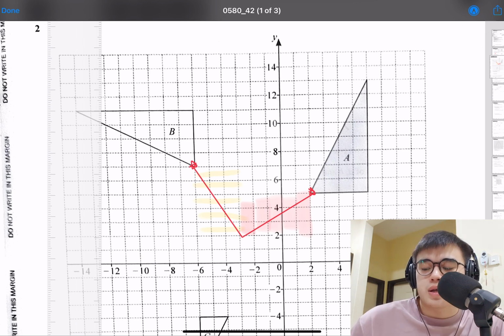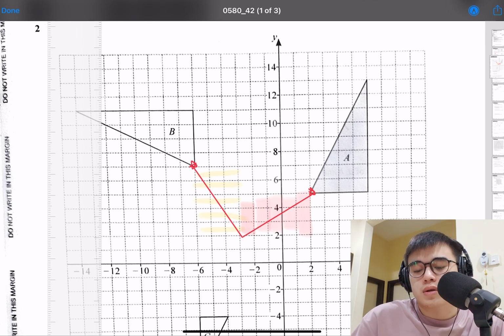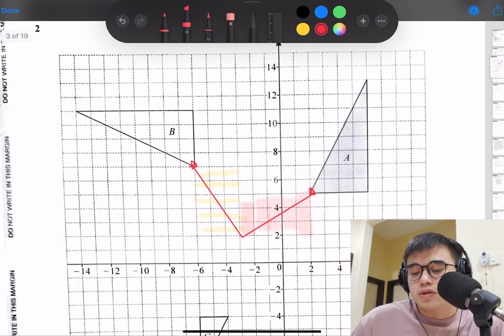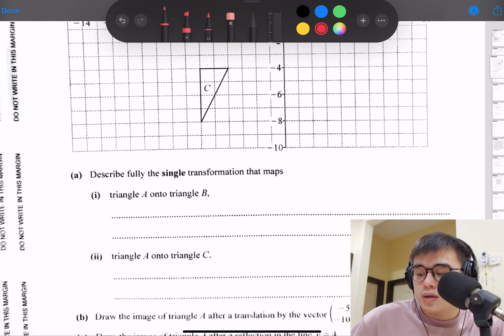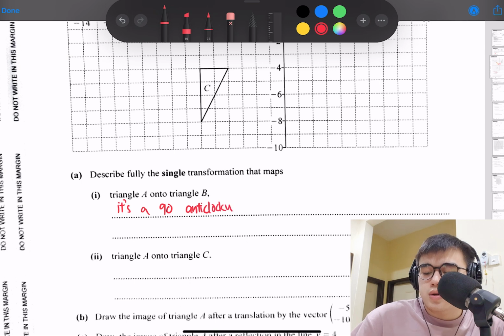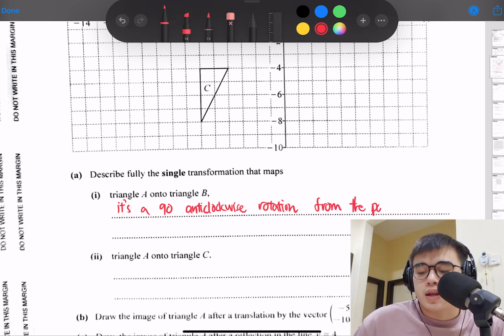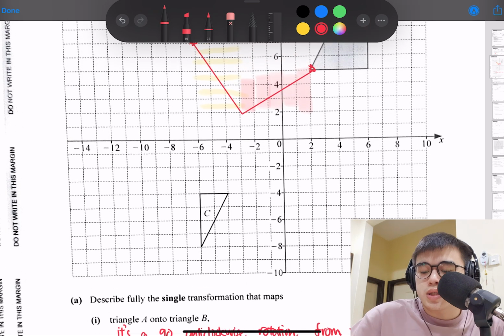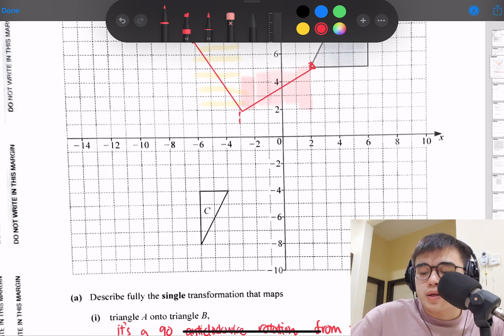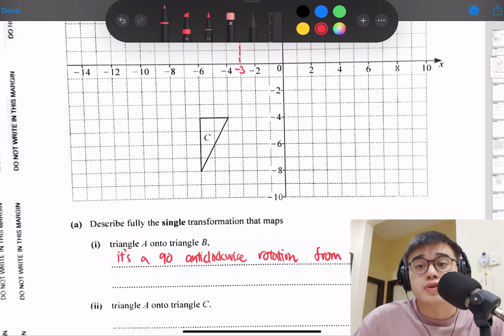So for this, if you were to write the terms down, the full terminology here will be a 90-degree anti-clockwise rotation from the point that we identified, somewhere around -3 and 2. So this should be the result for it.